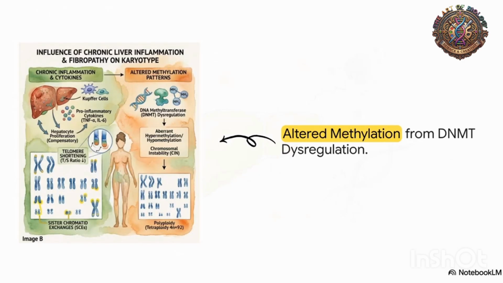And this brilliantly illustrates another profound hidden mechanism. This chronic slow burn doesn't just shorten telomeres, it fundamentally dysregulates DNA methyltransferase, or DNMT. Think of this enzyme like a complex set of light switches for our genes. When DNMT is thrown off balance, it alters methylation patterns across the entire board.